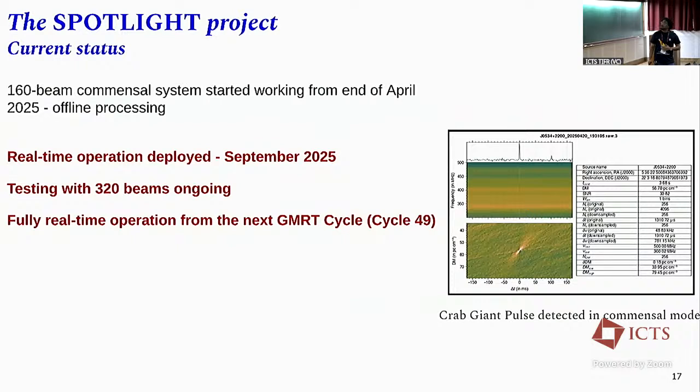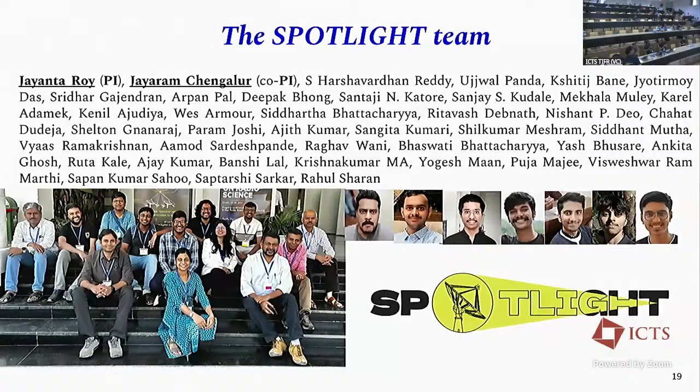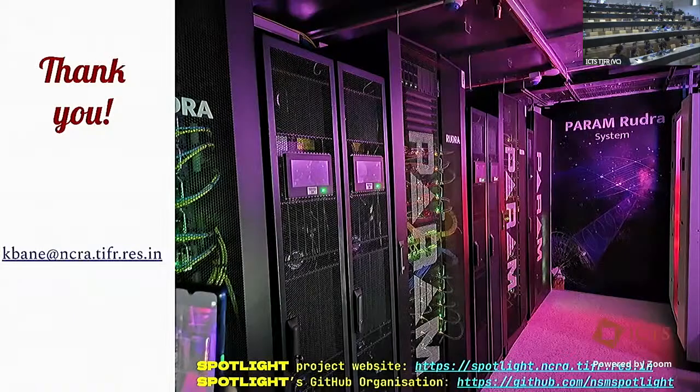And this is one of the Crab giant pulses that we detected in commensal operation, and hopefully in the next cycle we'll be detecting some FRB also. So to summarize, the ongoing developments are there. Any suggestions, any ideas are welcome. Thank you. So yeah, this is the entire team. Many of the people are present here. Thank you.